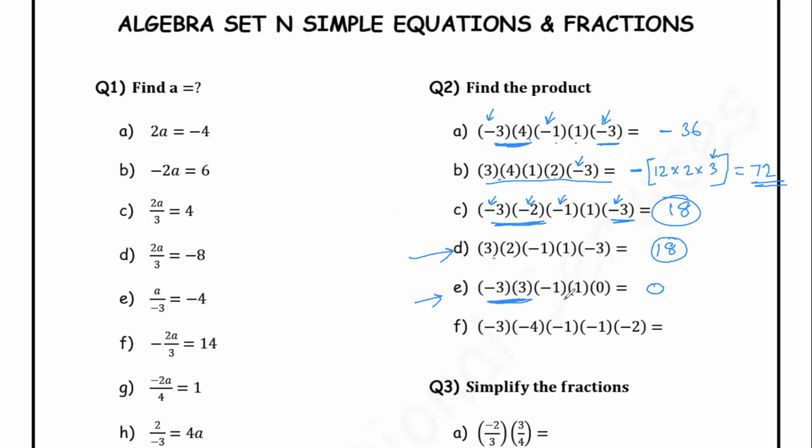F. Count the negatives. 1, 2, 3, 4. In fact, all the 5 numbers are negative. 5 negatives meaning the outcome is negative, because an odd number of negatives is negative. So now 3 4s are 12, 12 2s are 24. Negative 24 is the answer.